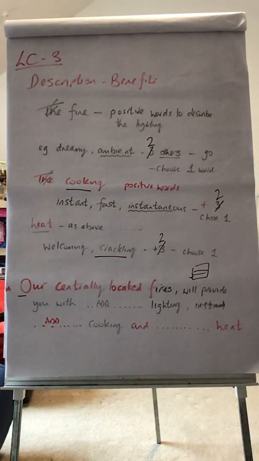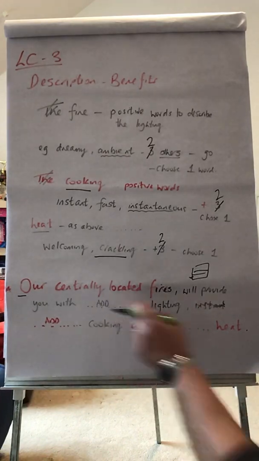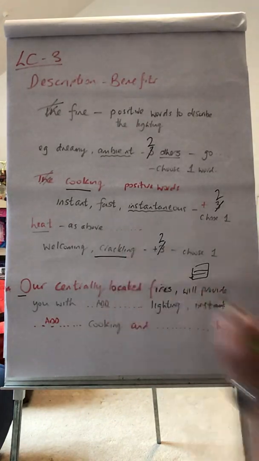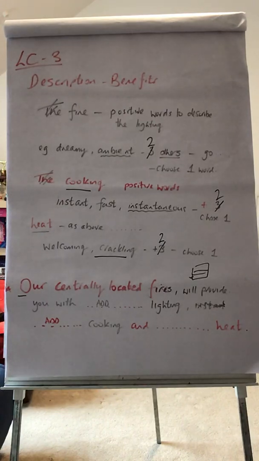So mine would read, our centrally located fires will provide you with ambient lighting, with instantaneous cooking, and crackling heat. Okay, and that would be the end of my sentence. That will be the end of my learning chunk 3. All you're doing is adding the 3 words that you've underlined into that sentence that I've already given you. Okay, so our centrally located fires will provide you with, my example is ambient lighting, instantaneous cooking, and crackling heat. And that's the end of learning chunk 3, and that's the end of today's lesson. Okay, and tomorrow we'll move on to the next subheading. Okay, but best of luck with that.